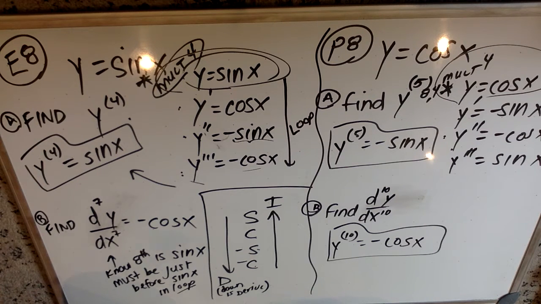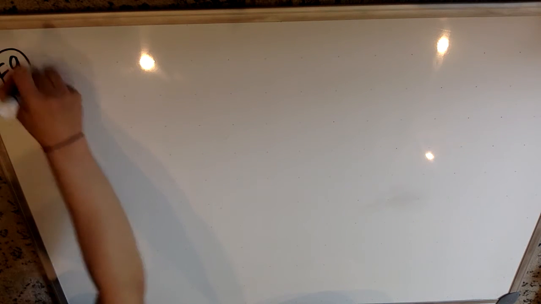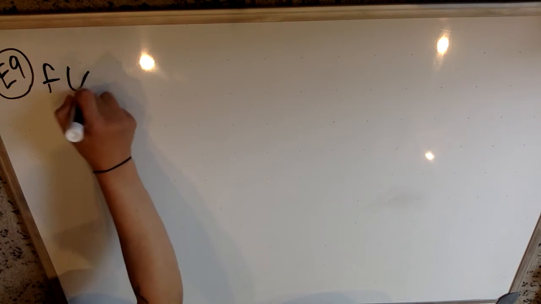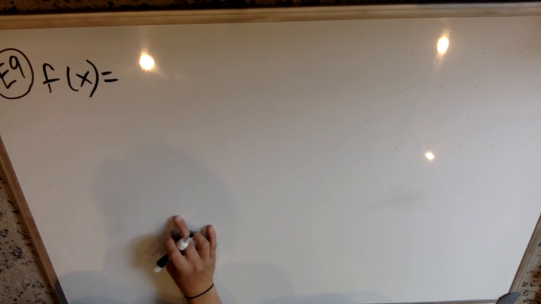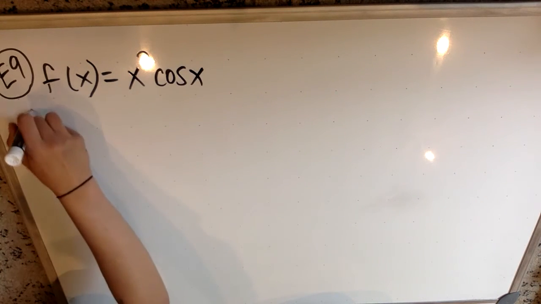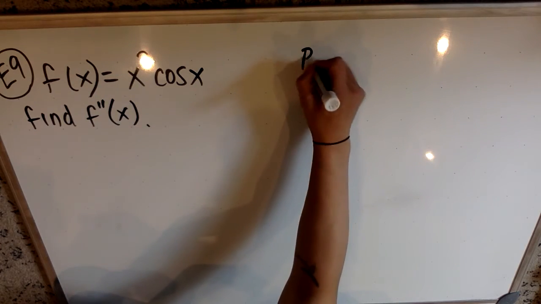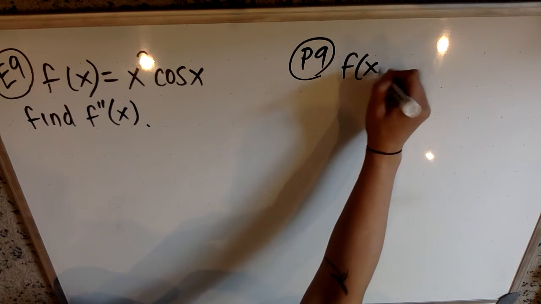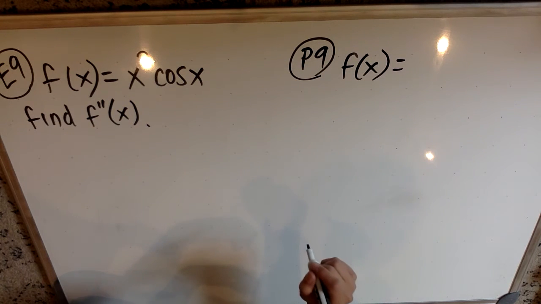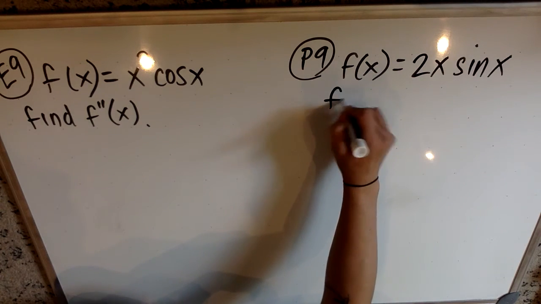Okay, let's take it a step harder. All right, so in our E9, I'm going to give you f of x equals x squared cosine of x. And I'm going to ask you to find f double prime of x. We're going to walk through that. And as P9, we're going to do something similar. We'll do f of x equals, let's do 2x sine of x. And again, I'm going to ask us to find f double prime.